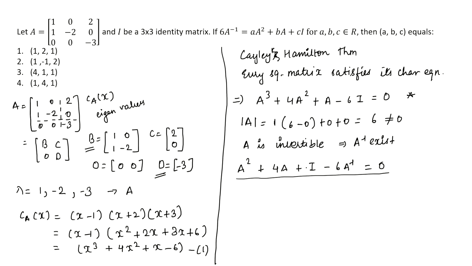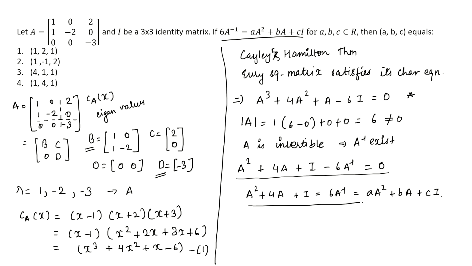When we take 6A inverse to the right hand side, it becomes A square + 4A + I equals 6A inverse. And now observe the equation which is given to us in the question. It is 6A inverse is equal to A square + bA + cI. And therefore, on comparing the coefficients of A square, A and I, we can get the values of a, b and c. So a is clearly 1, b is 4 and c is 1. So (a, b, c) is equal to (1, 4, 1).